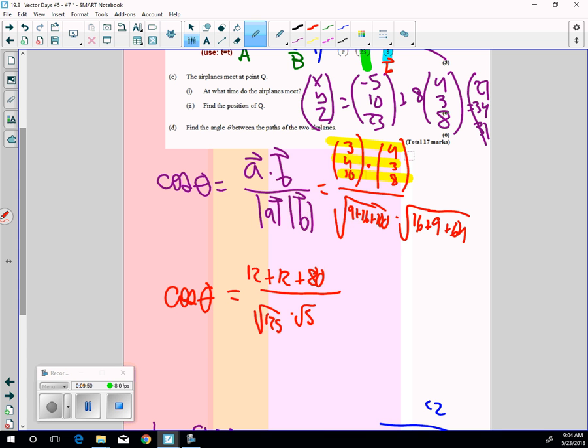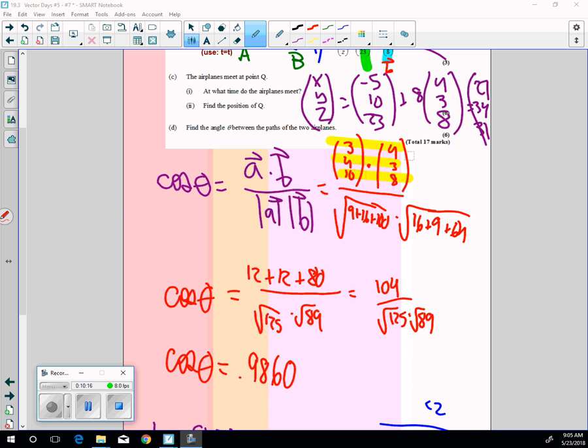So would you tell me what 104 over the square root of 125 over the square root of 89. What is that decimal? It should be between negative 1 and 1. Hopefully it's going to be positive, so it'll be between 0 and 1. Get me a decimal for that. All right, so when we calculate 104 over square root of 125 divided by square root of 89, I get this.